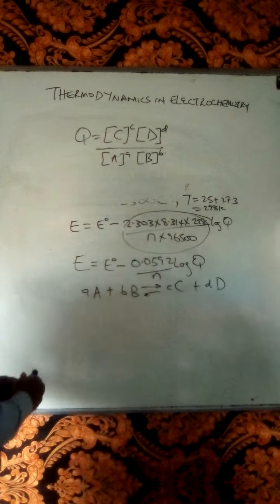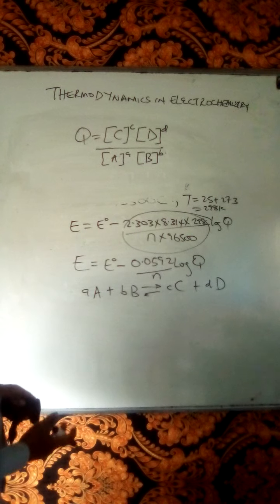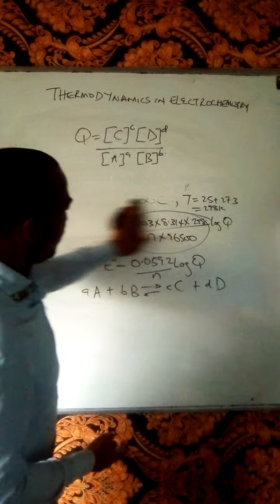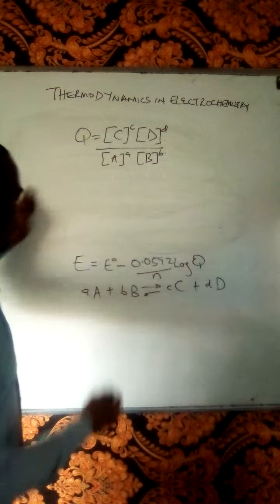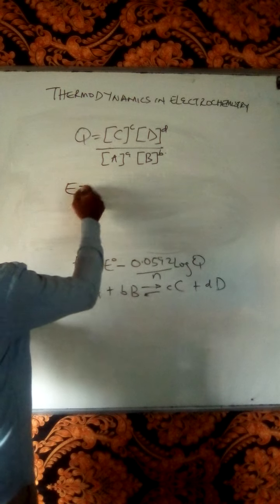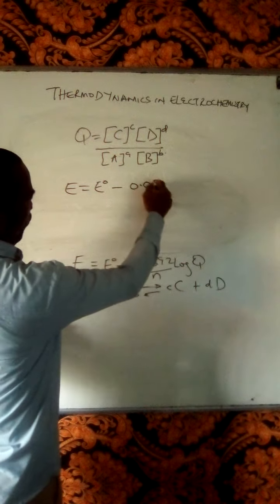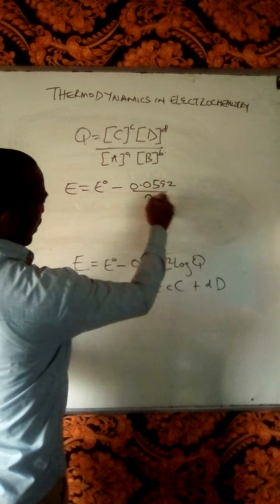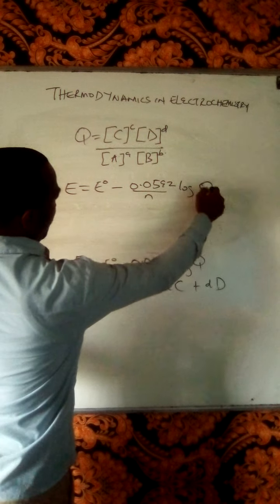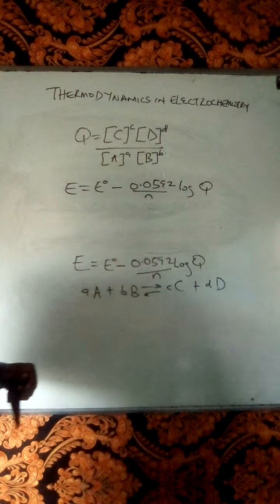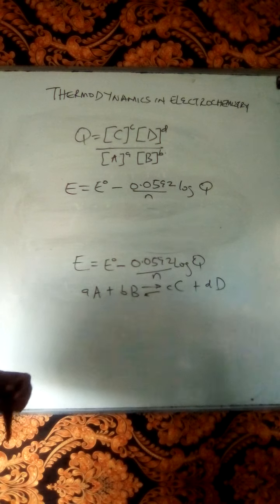So, having done that, the question is this. If this is the Nernst equation, E equal to E at standard state minus 0.0592 over n log of the activity coefficient, then what happens when we have dynamic equilibrium?